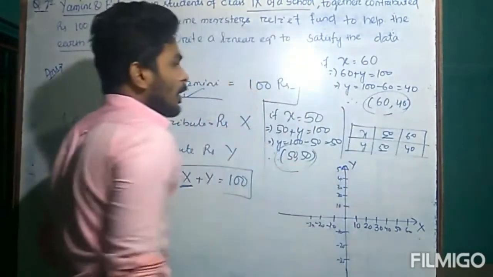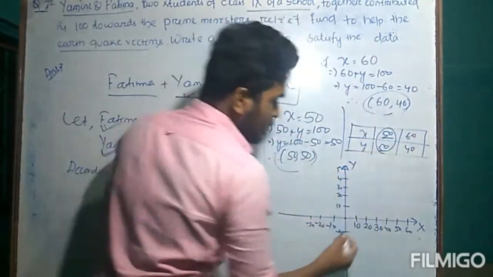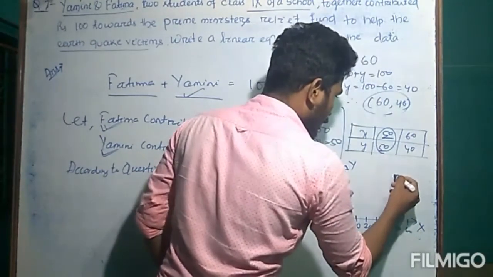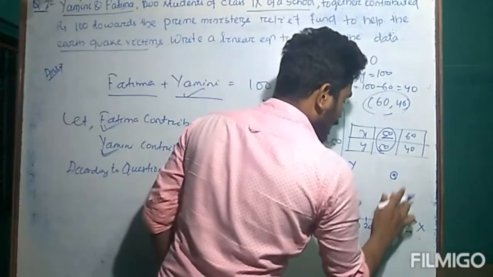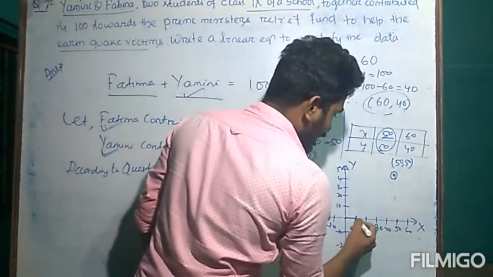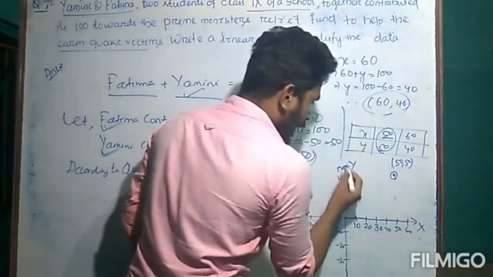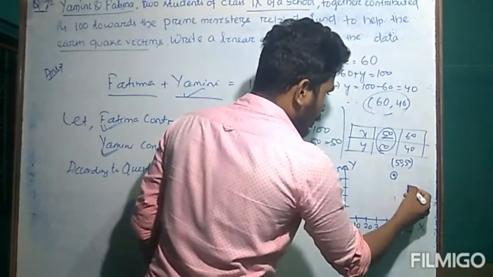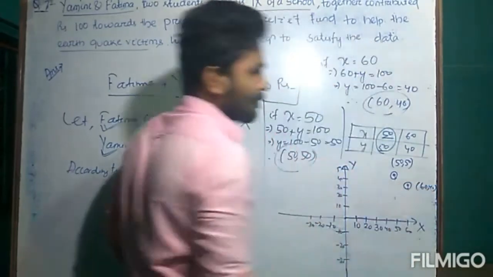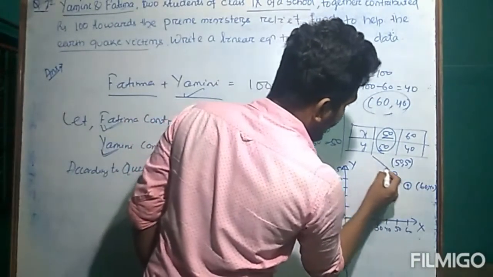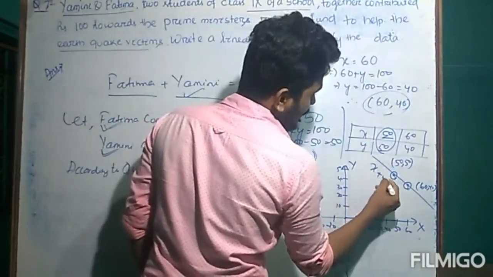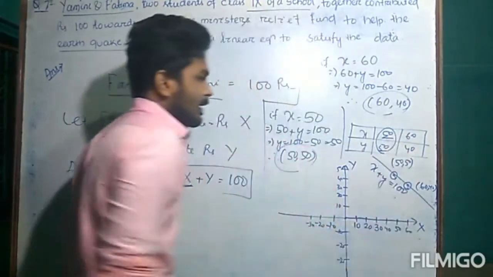Now you have to represent those 2 points. First point is 50, 50. So in the x-axis it is 50 and in the y-axis it is 50. So this point represents 50, 50. Next is 60, 40. So in the x-axis it is 60 units and in the y-axis it is 40 units. This is the point which represents 60, 40. Now join these 2 points and you will get a straight line. And this straight line represents the equation x plus y is equal to 100.